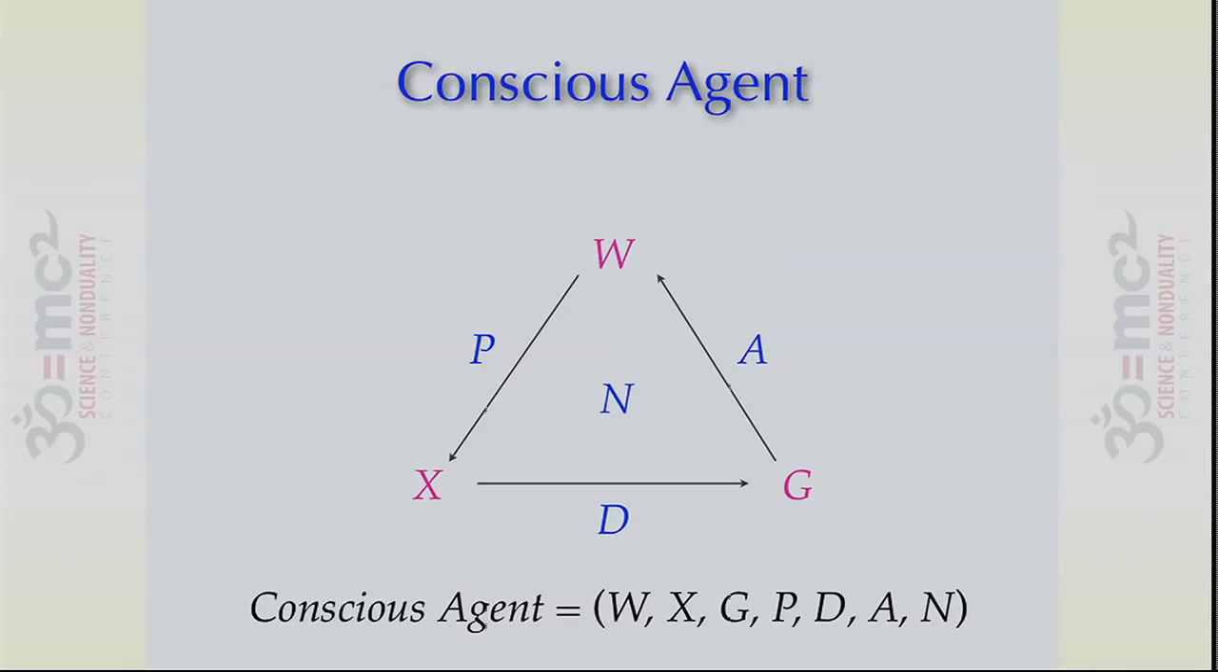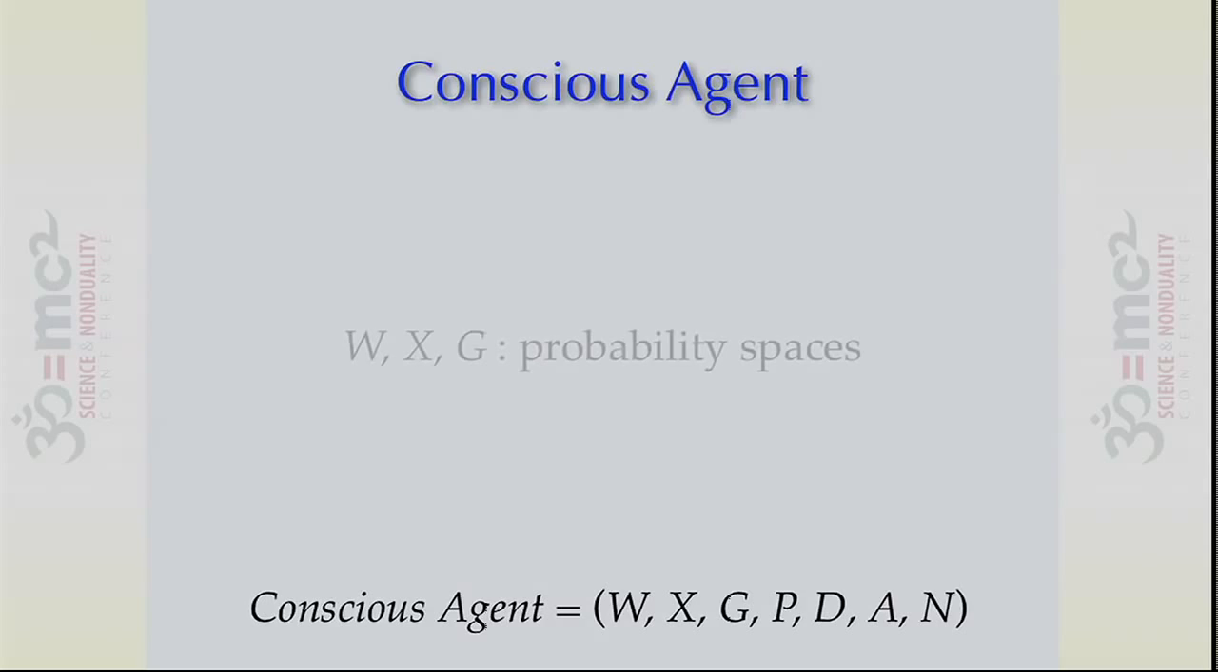So my definition, a conscious agent is these 7 items: W, X, G, the world, experience, my set of actions; P, the perceptual map; D, my decision map, which is my conscious will; A, my action map, which changes the world; and N, which is my counter of experiences. So a conscious agent is mathematically a 7-tuple, so there it is, where, now here's the math.